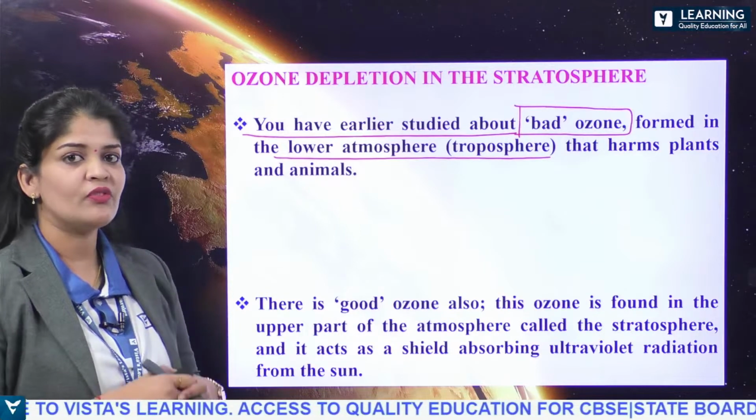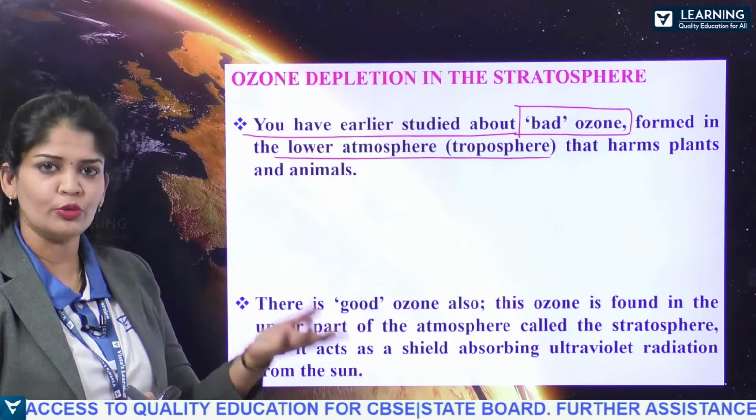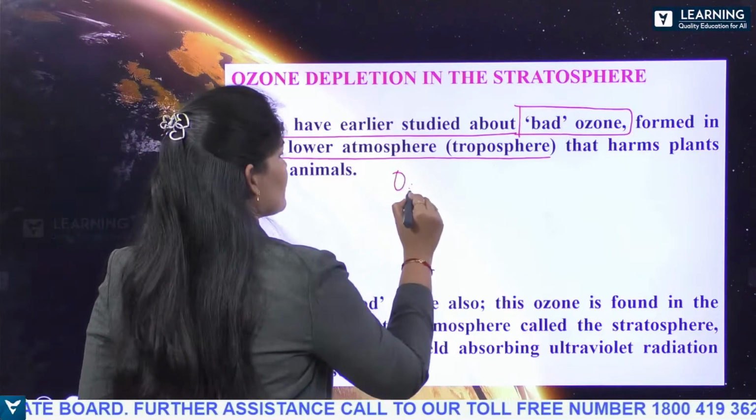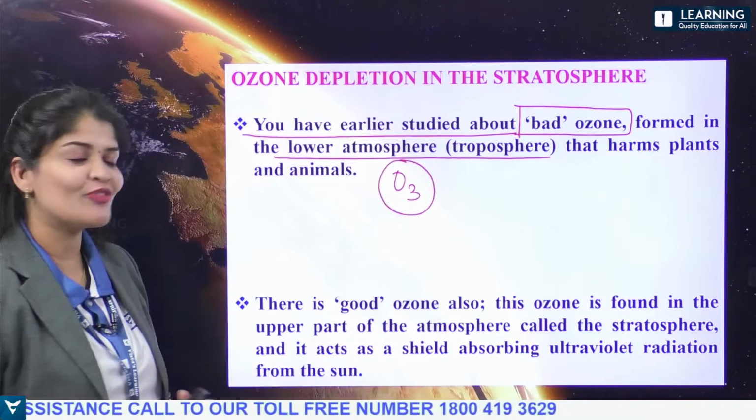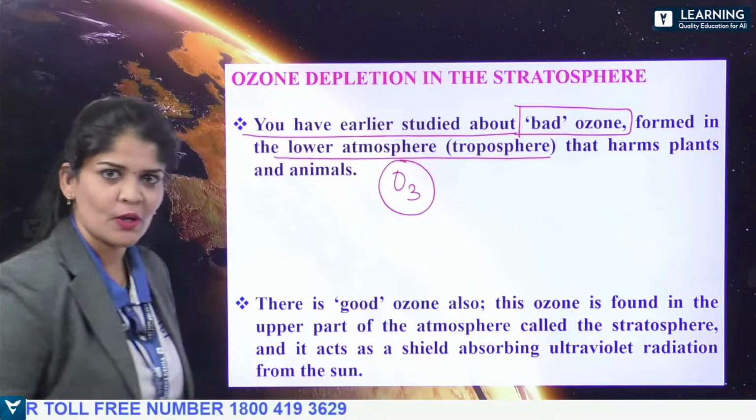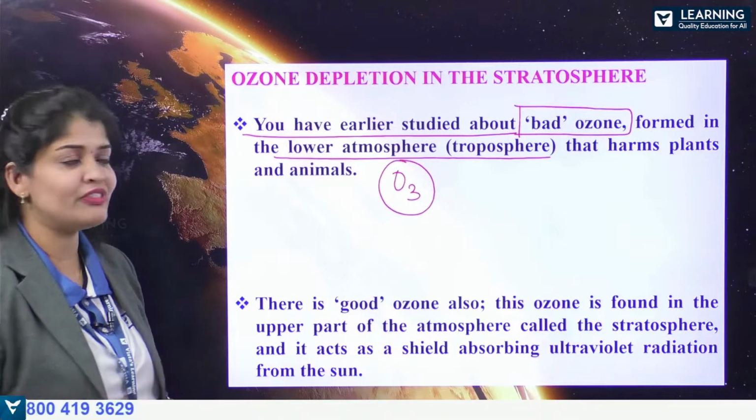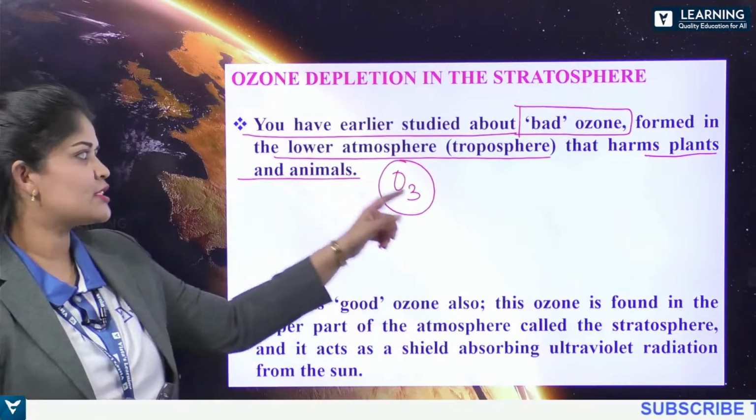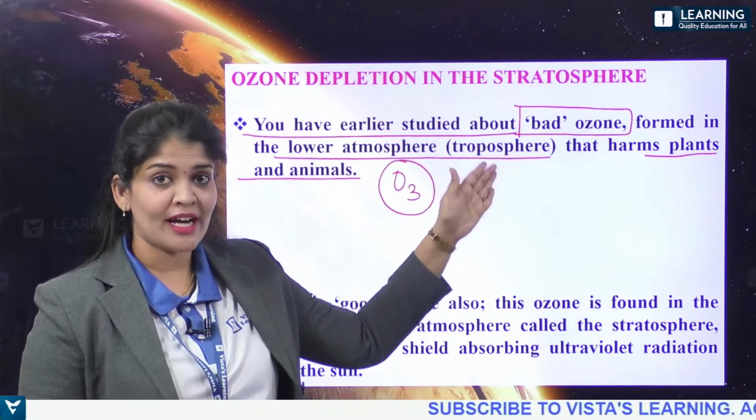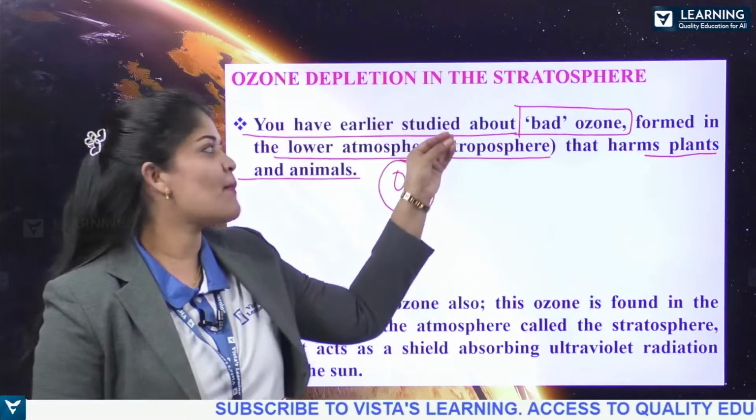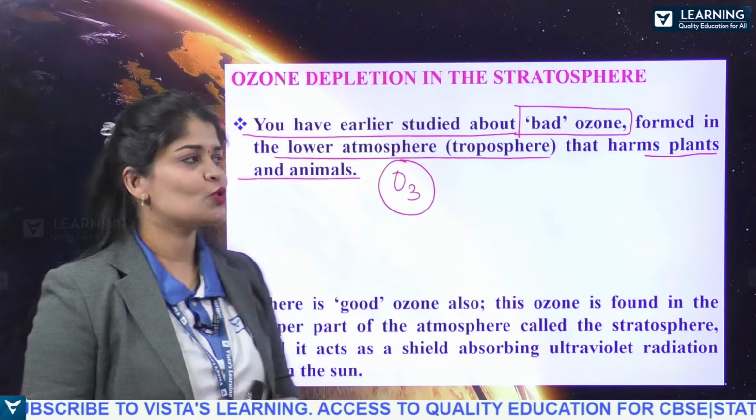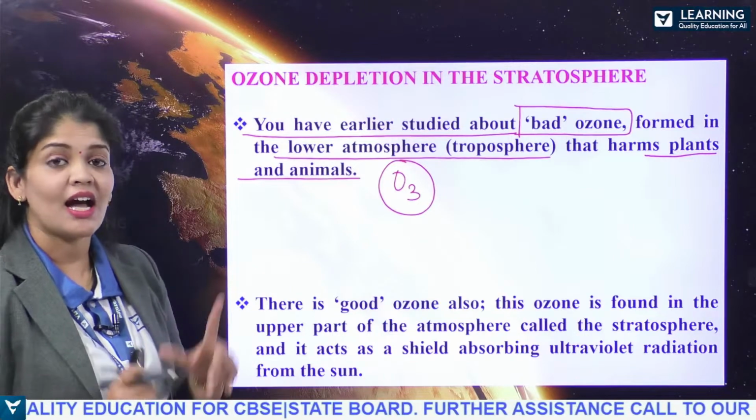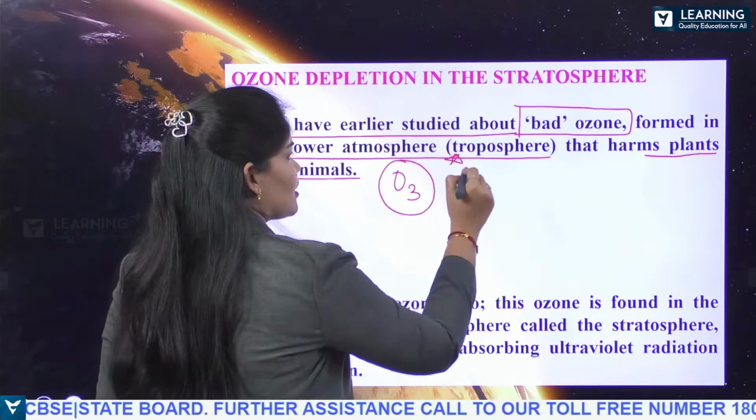Here in the troposphere, we find pollutants caused by air pollution, and the gas ozone is polluted. Therefore, we consider it bad ozone, because it causes harmful effects on plants as well as animals. That is what we call the presence of ozone combined with pollutants: bad ozone. And this bad ozone is always present in the lower atmosphere, very close to the surface of the earth, that is, the troposphere, right?